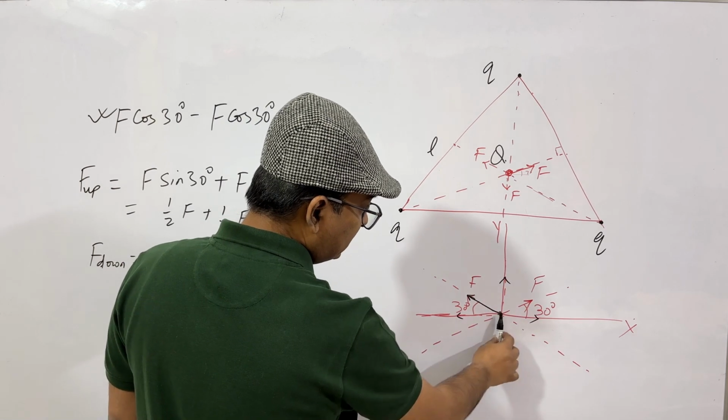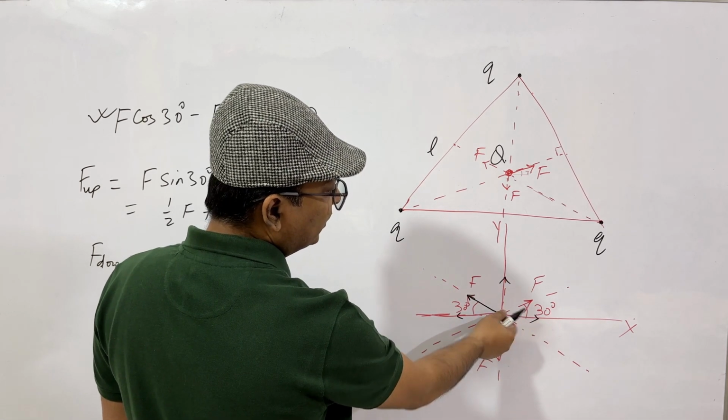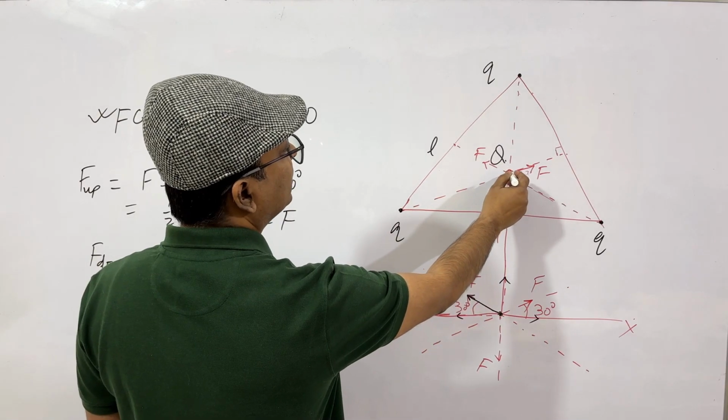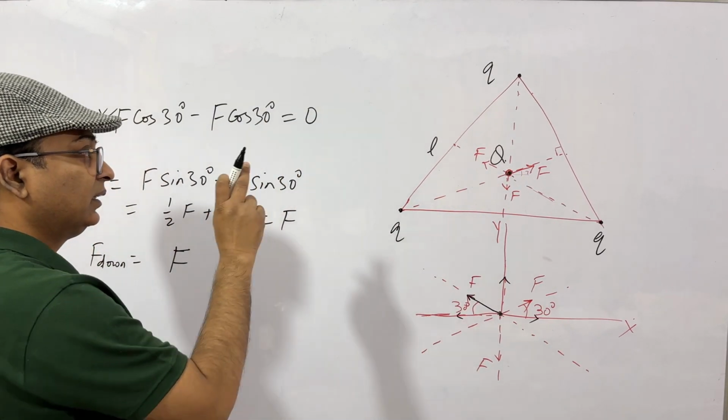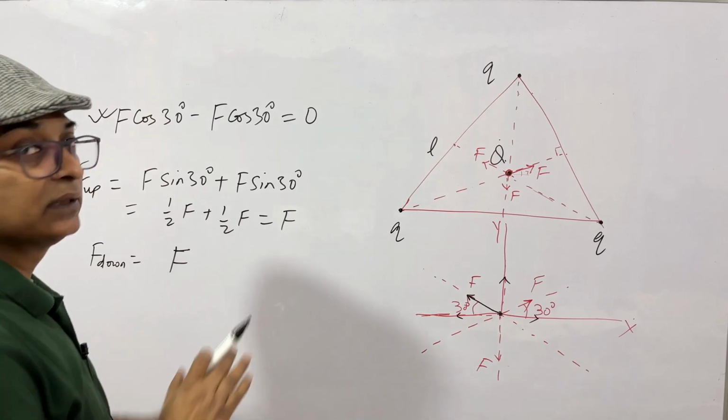On the x-axis, F cos 30 and F cos 30, the net force is 0. Therefore, the net force experienced by this charge is 0. Therefore, it is in equilibrium. Clear?